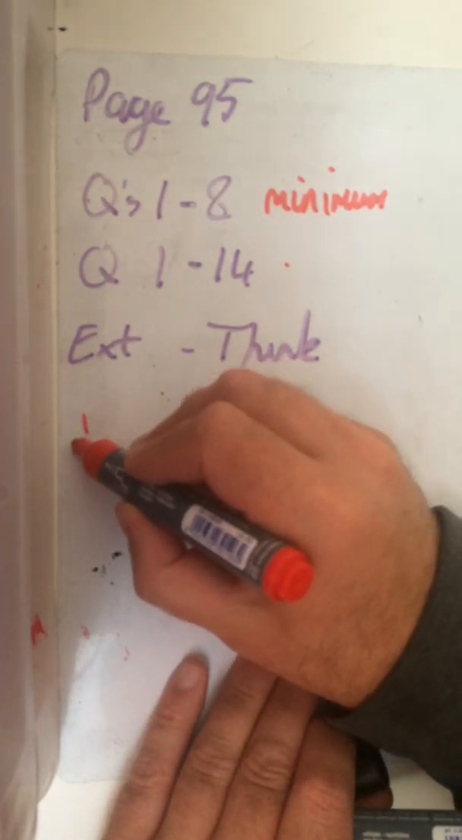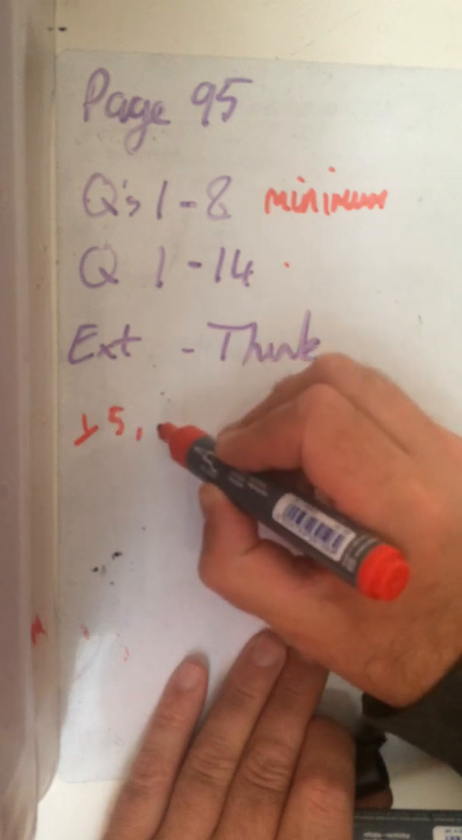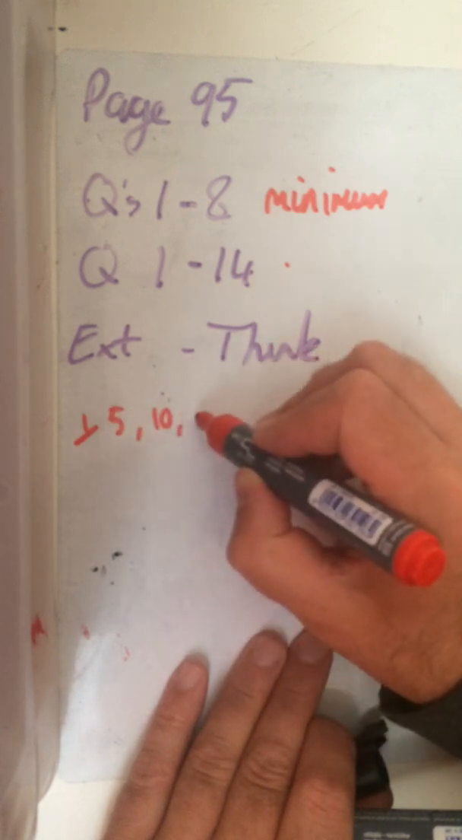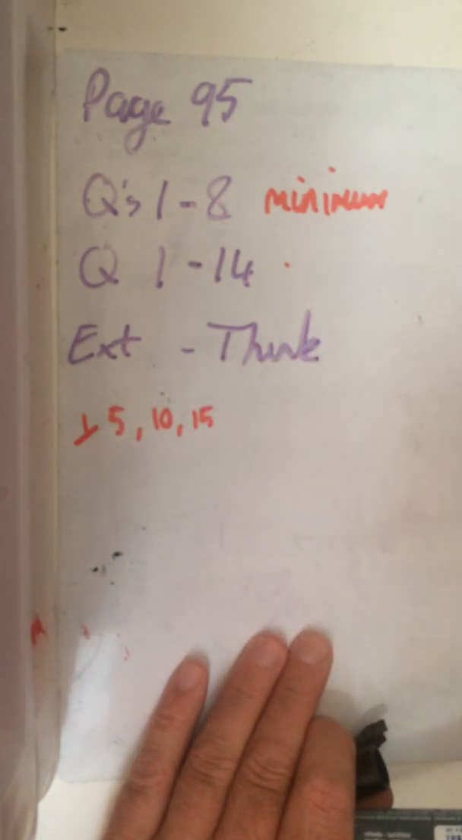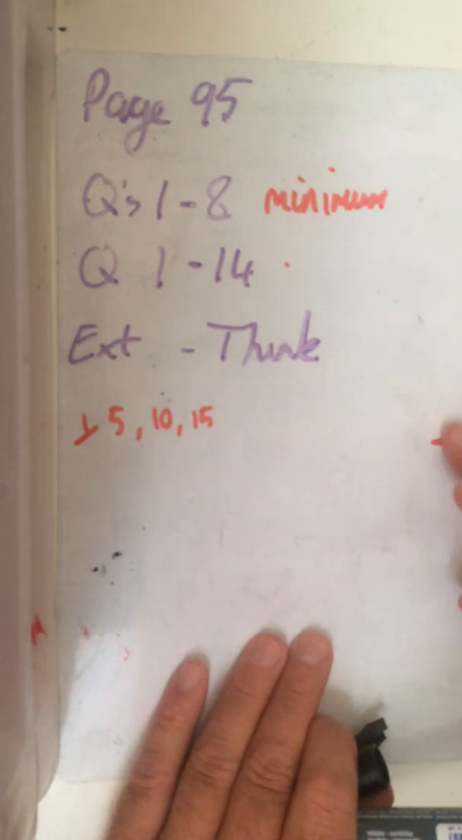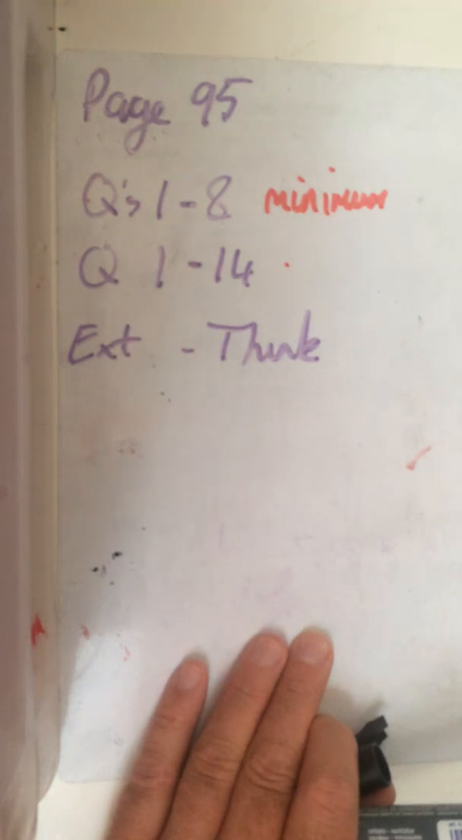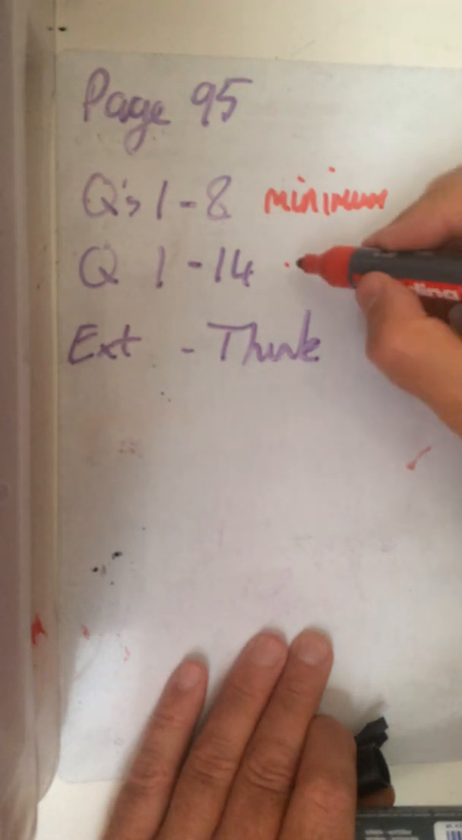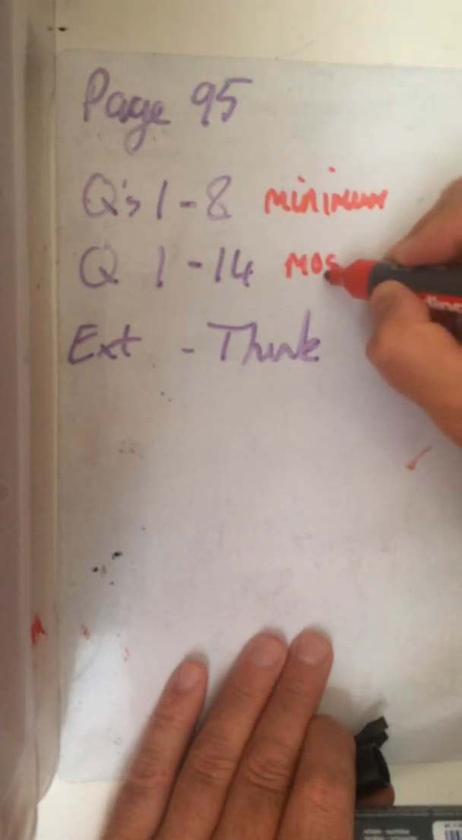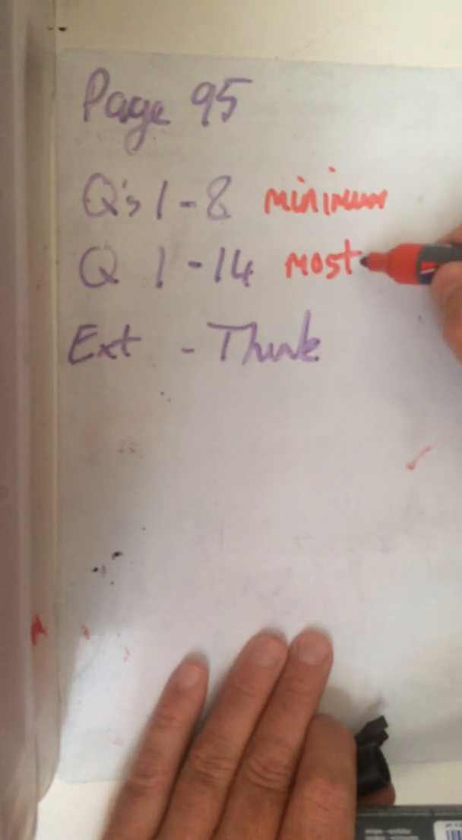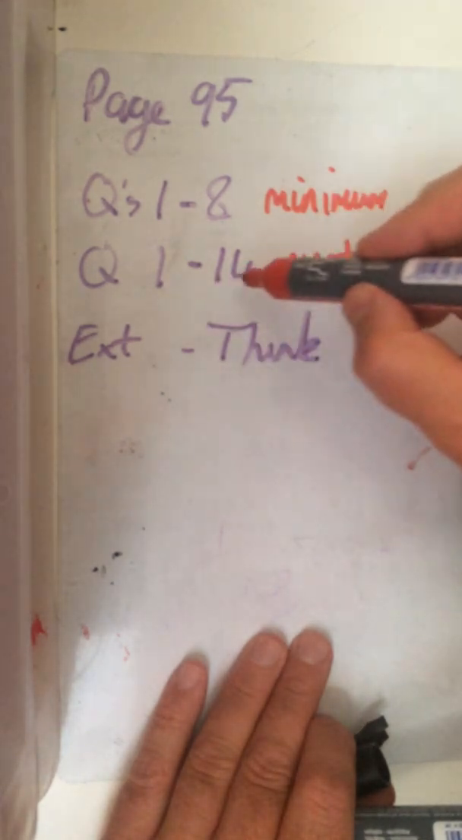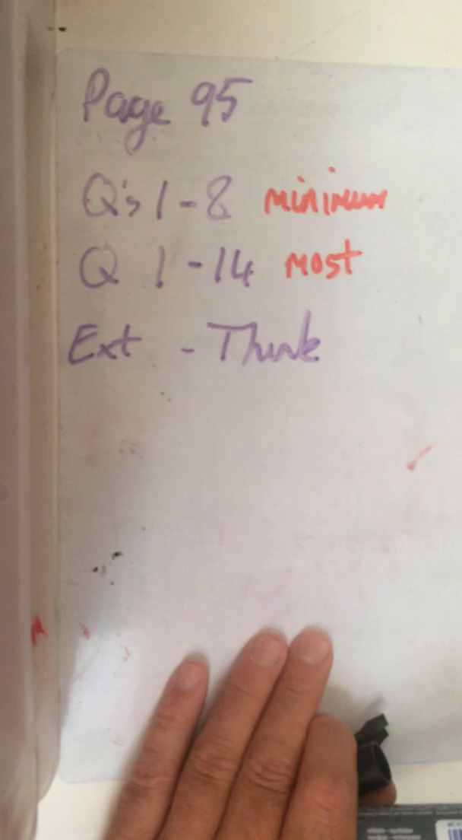When you're writing them out, just put a little comma in between. So it'll be 5, 10, 15, until you get to the 10th number. You have to write out the numbers in the book up to the 10th in the sequence. I would expect everyone to do up to question 14 really, but if you're really struggling, please just go up to number 8.